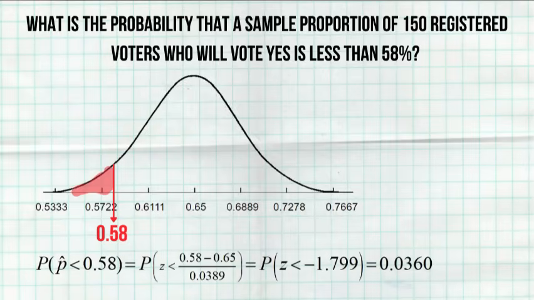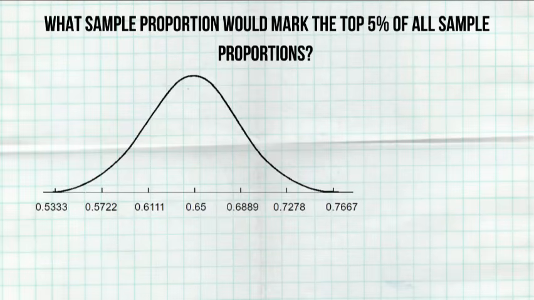That is equivalent to asking the question of what is the probability a z-score is less than negative 1.799, and we could use our z-tables or we could use our calculator to get that probability of 0.0360. Now, another great question we could ask is what sample would mark the top 5% of all sample proportions?